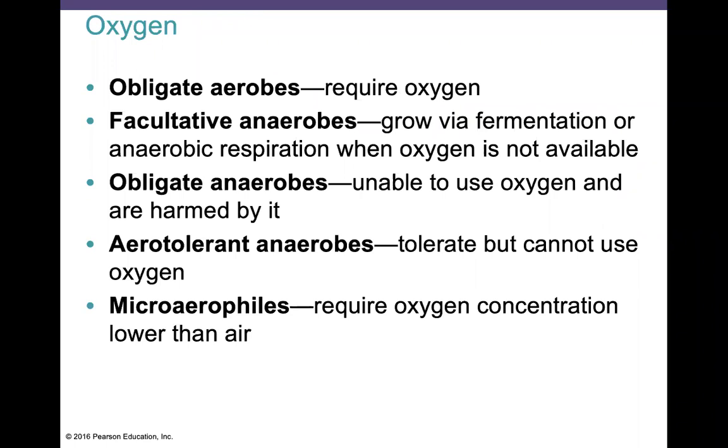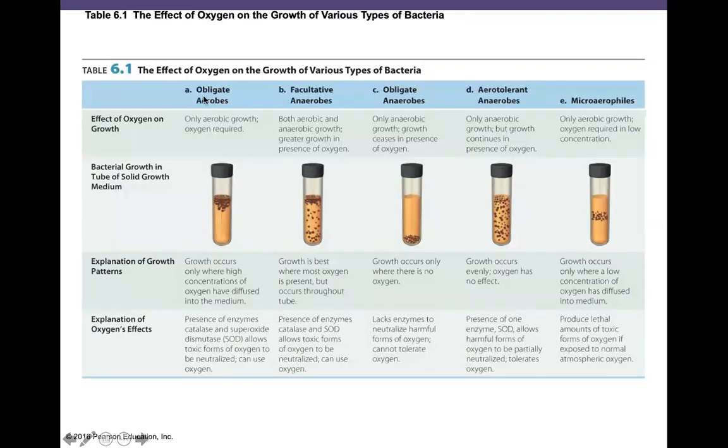Oxygen state. We have pretty much 4 major types of states with oxygen. They're defined here, but I'm going to go to the picture. We have what's called an obligate aerobe. Obligate means it's absolute. So an obligate aerobe, what you have here is it's able to grow at the surface only because that's where the oxygen is. Facultative anaerobe is both aerobic and anaerobic growth, but you get greater growth in the presence of oxygen. Okay, so that's why you see more growth towards the surface here. Obligate anaerobe can only grow without the presence of oxygen, and that's why you see the growth down here.